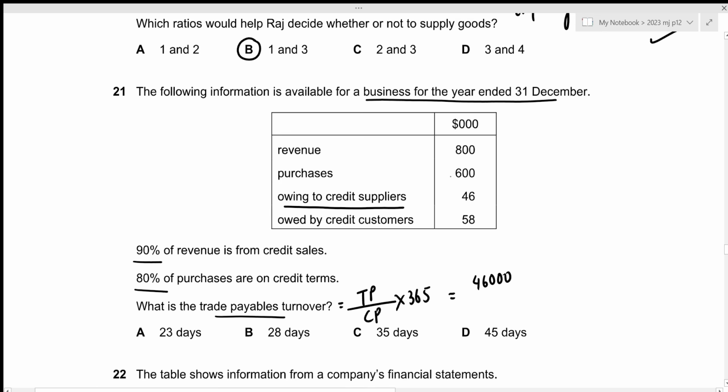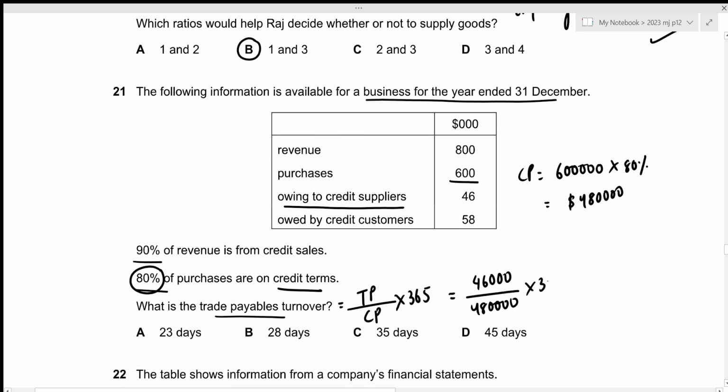And we're given purchases right here, but we only require the credit purchases. And we're also told that 80% of purchases are on credit terms. So the credit purchases will be 600,000 times 80%, which results in the amount of 480,000. So that's divided by 480,000 multiplied by 365. This results in 34.98, but we're figuring it out in days, so we just need to round it off as 35 days. That's given in option C. Let's move towards the 22nd question.